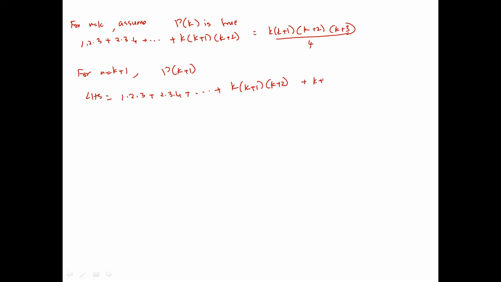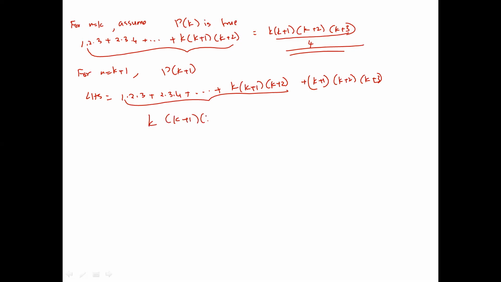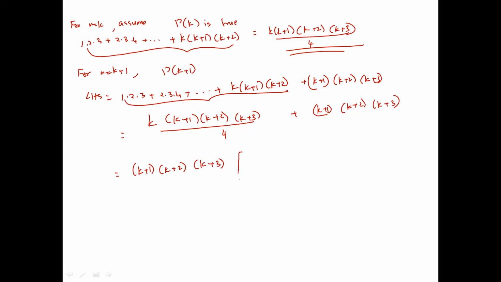After that, the next term will be k plus 1 into k plus 2 into k plus 3. But the first few terms you can take from P of k as k into k plus 1 into k plus 2 into k plus 3 by 4. And then we have the last term k plus 1 into k plus 2 into k plus 3. We can take k plus 1 common, k plus 2 common, k plus 3 common. Left is k by 4 plus 1. Or I can write k plus 1, k plus 2, k plus 3 into k plus 4 by 4.